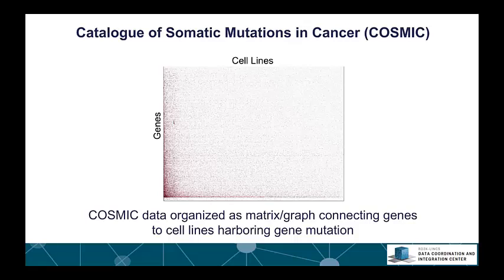This heat map is a visualization of a bipartite graph derived from the COSMIC data. Genes label the rows, cancer cell lines label the columns, and colored regions of the heat map indicate which genes are mutated in which cancer cell lines. This heat map shows that some genes are very frequently mutated in cancer cell lines, whereas others are infrequently mutated. Similarly, some cancer cell lines harbor many gene mutations, whereas others have only a few.